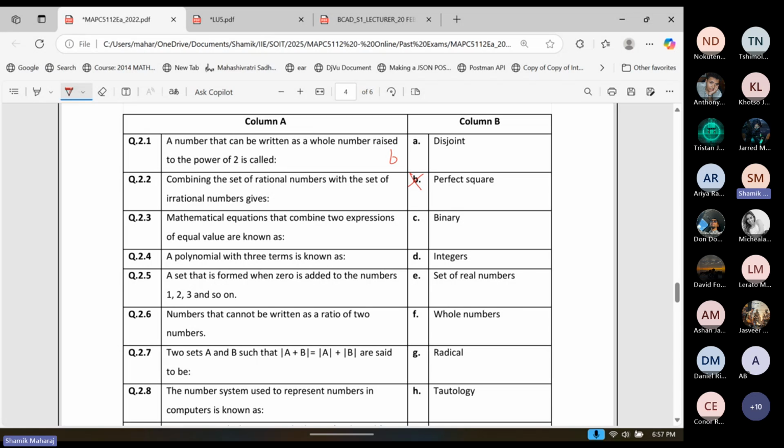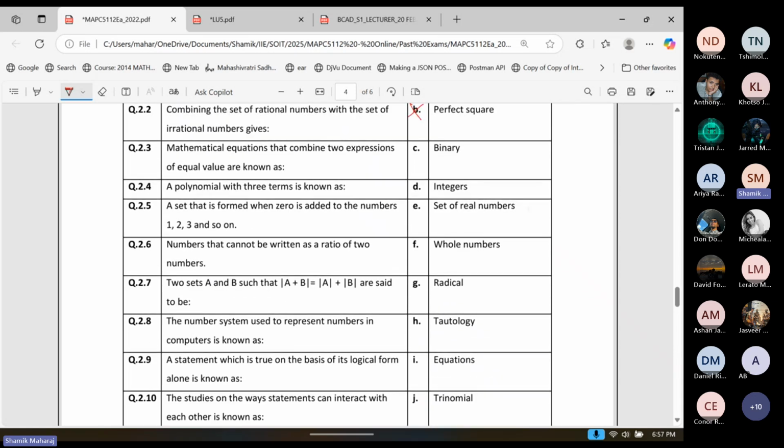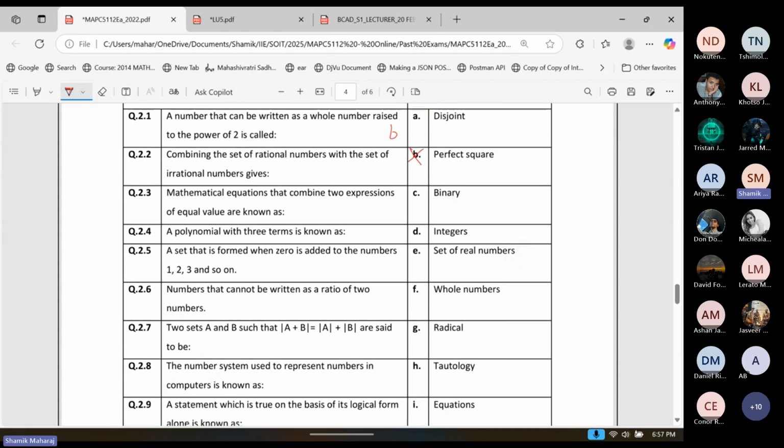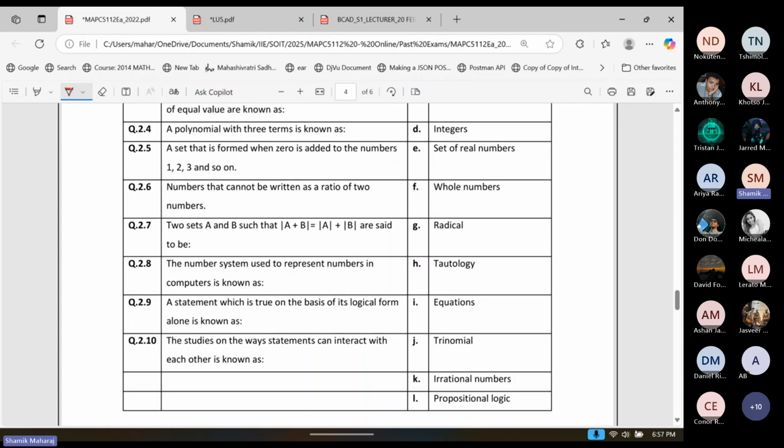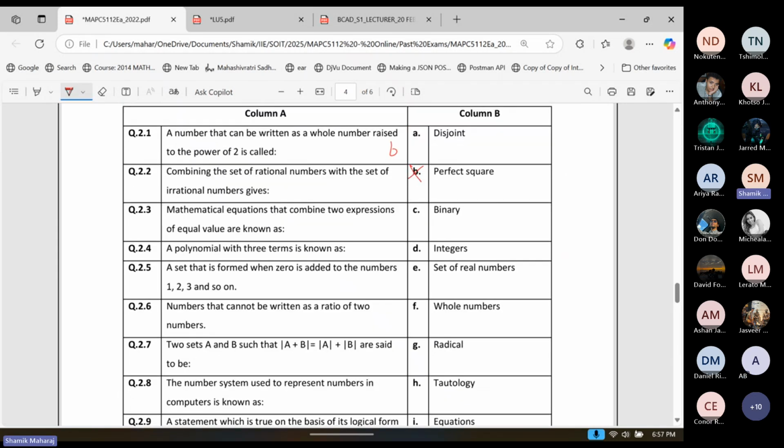2.2, combining the set of rational numbers with the set of irrational numbers gives, that should be the real numbers, right? Do we see that somewhere here? Do they have it, or am I talking nonsense? Integers, whole numbers, radical, tautology, equations, irrational numbers. There's a set of real numbers. Oh yeah, sorry, thank you. There we go. That's E. My eyes are not working today.